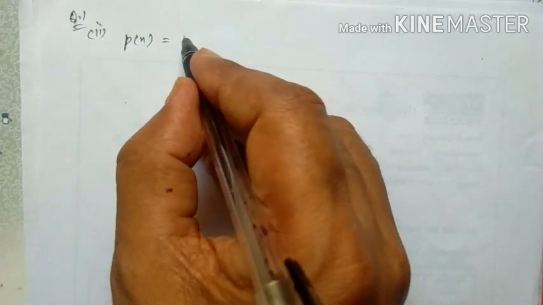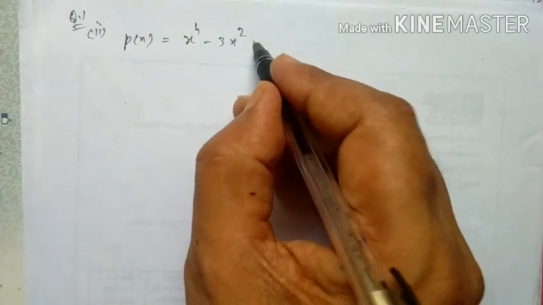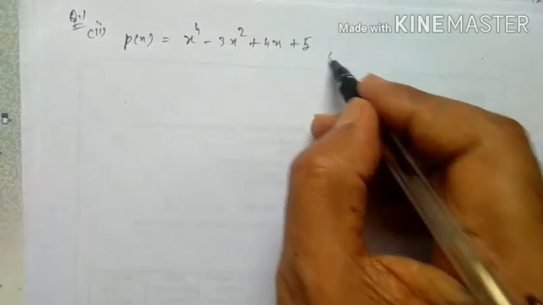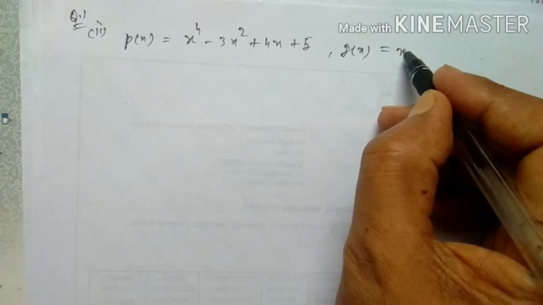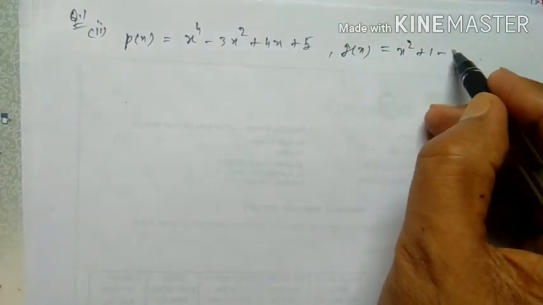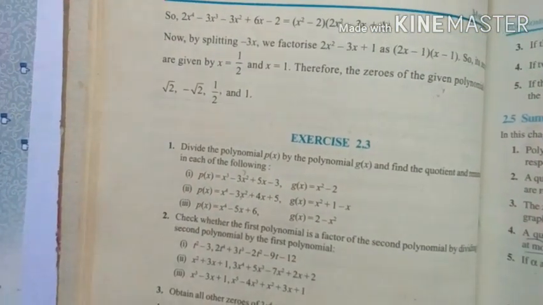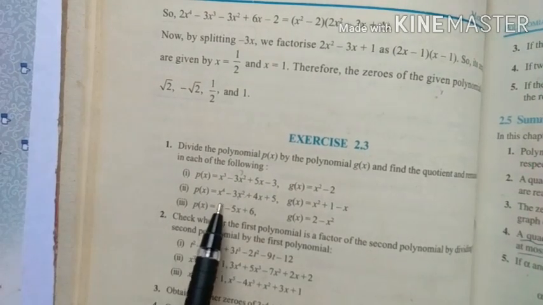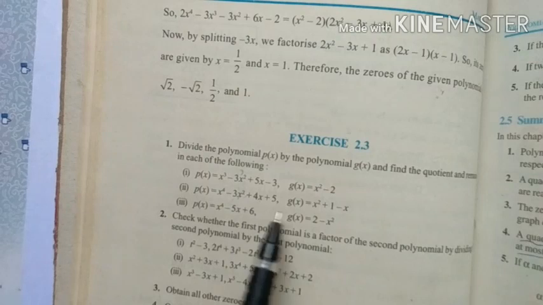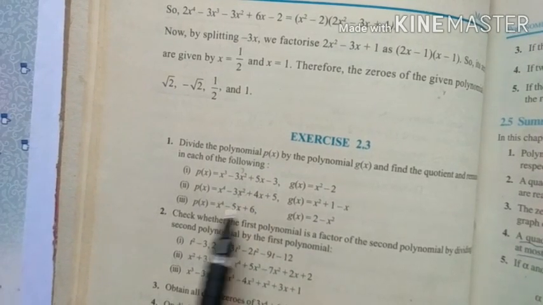Second question is like this. Question number 1, part second, p(x) equal to x4 minus 3x square plus 4x plus 5 and g(x) equal to x square plus 1 minus x. You divide this polynomial by this polynomial. Then now let's start to divide.